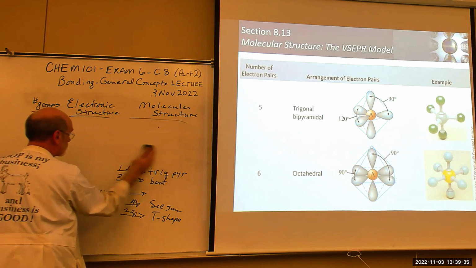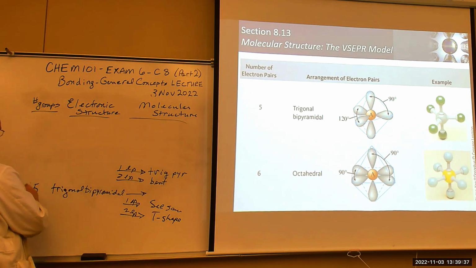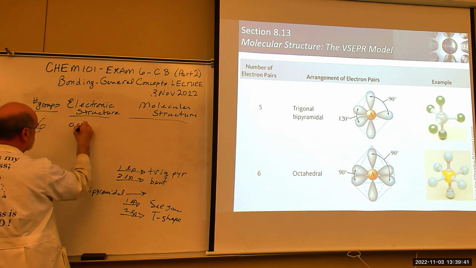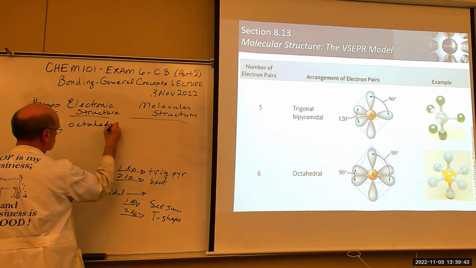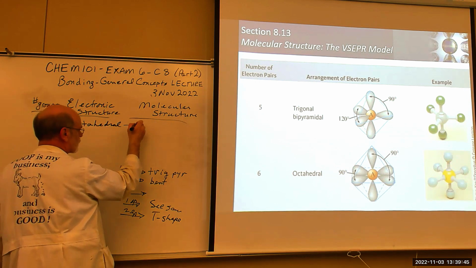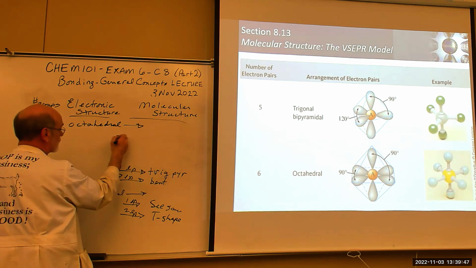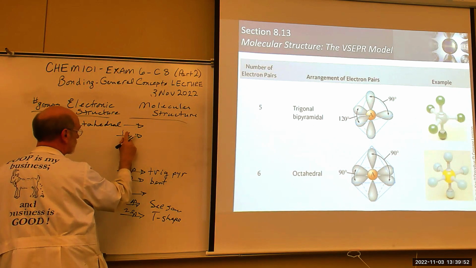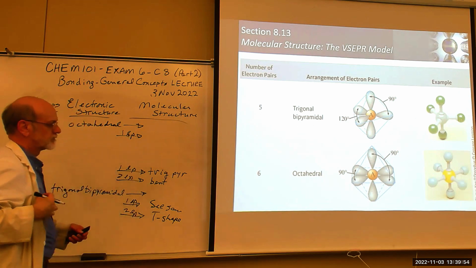Make some room here. So if you have 6 groups, and this is where we're going to stop, if you have 6 groups, you have octahedral. And of course, if they're all atoms, you have octahedral. There's one lone pair.